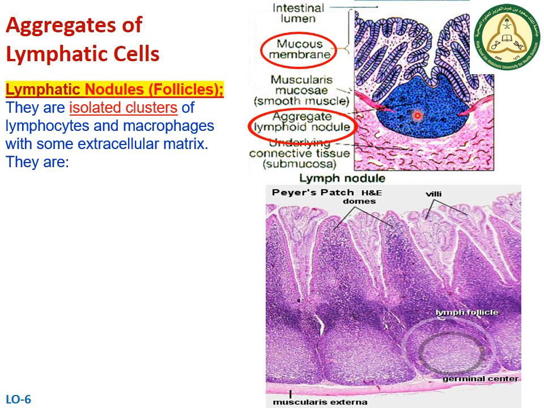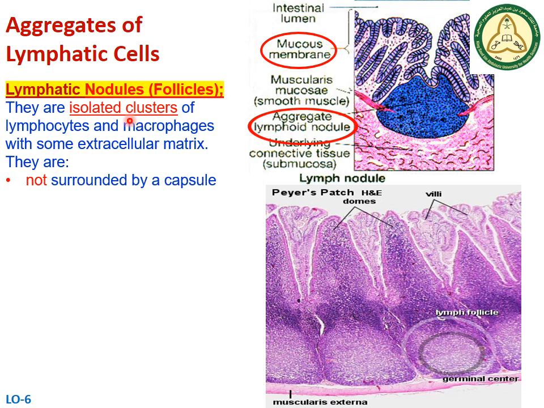This is microscopic and they are called nodules. So they are called lymphoid nodules, or lymphoid follicles. This is the mucous membrane, the mucosa here.